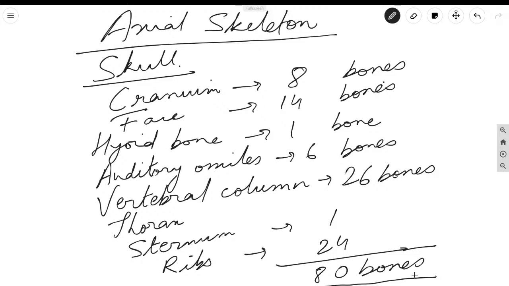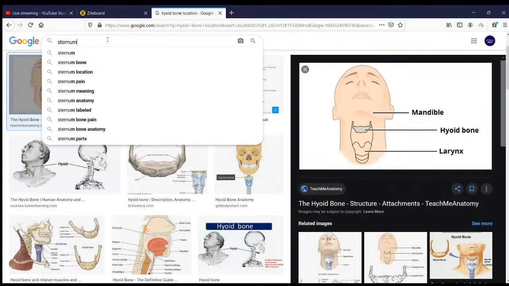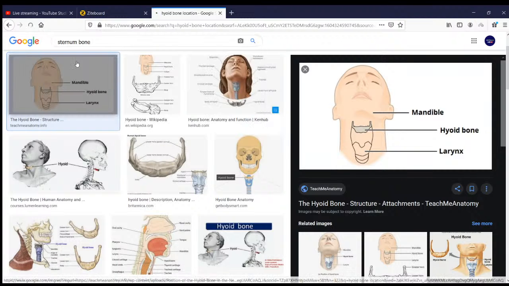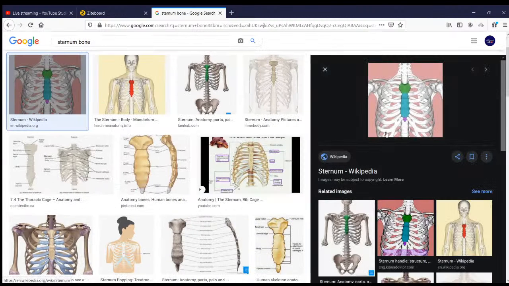The sternum is the bone that connects the ribs from the front. I'll show you the sternum also, you might have heard the name. Sternum bone, it's a very common bone. This is the sternum, which connects the ribs, which is attached to the ribs.